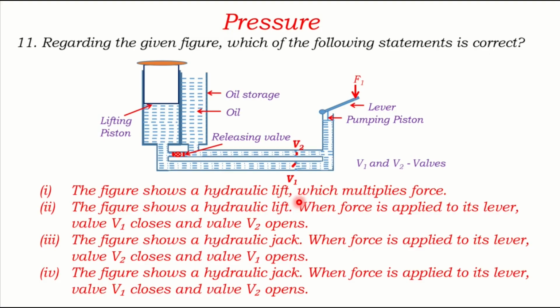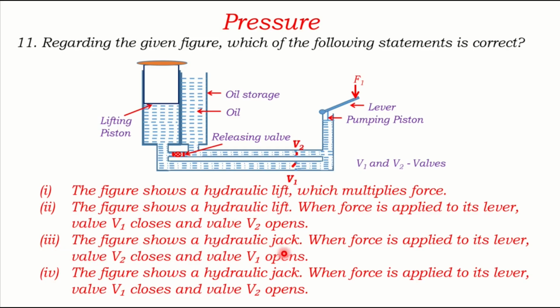The figure shows a hydraulic lift. No, this is not the hydraulic lift. This is hydraulic jack. The figure shows a hydraulic lift, again written. We don't have to see this second line, even though if you want you can see the second sentence also. When force is applied to its lever, valve V1 closes and valve V2 opens. But this is not hydraulic lift, this is hydraulic jack. That's why both option number 1 and 2 are rejected.